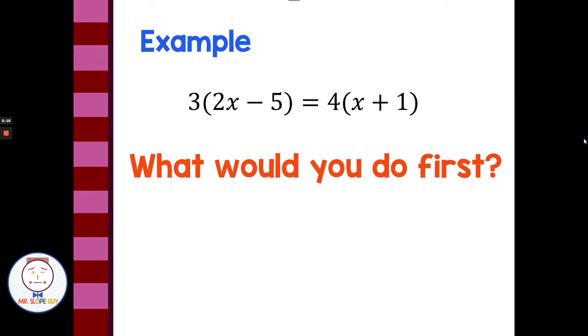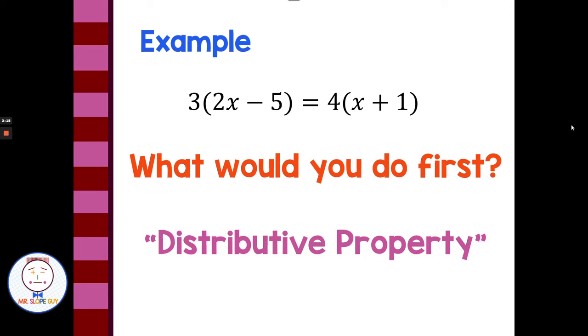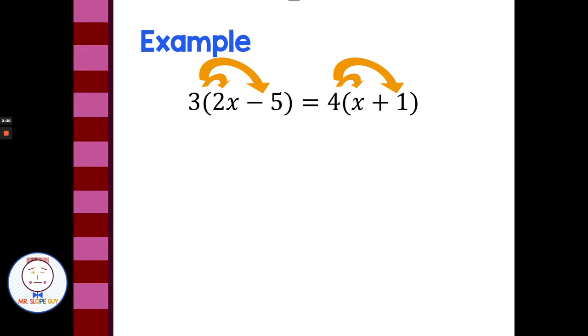All right, so we have 3 times 2x minus 5 equals 4 times x plus 1. What would we do first? Distributive property. So I always draw my arrows for distributive property. 3 times 2x, 3 times negative 5, 4 times x, and 4 times 1. Well, 3 times 2x is 6x. 3 times negative 5 is negative 15. 4 times x is 4x. 4 times 1 is 4.